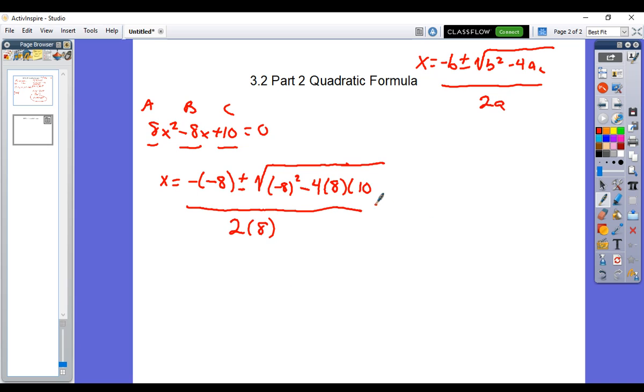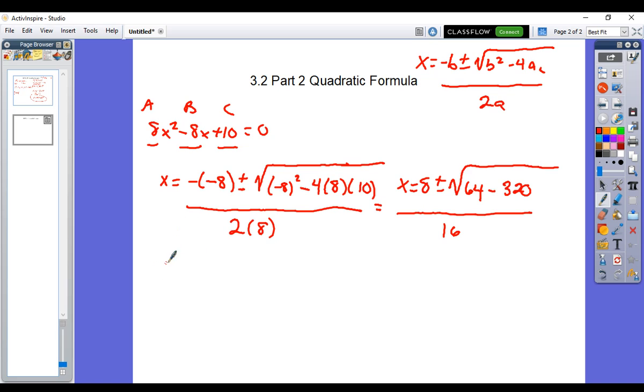So let's simplify the first part. So negative 8 is positive 8. So x equals positive 8 plus or minus the square root. So negative 8 squared, negative 8 times negative 8, is positive 64. Okay, so here we got minus a 4 and 8 and a 10. They're all positive, so the answer would be minus. So 4 times 8 times 10 gives us 320, all over 2 times 8, which is 16. All right, so we take 64 minus 320. We're going to get a negative 256.